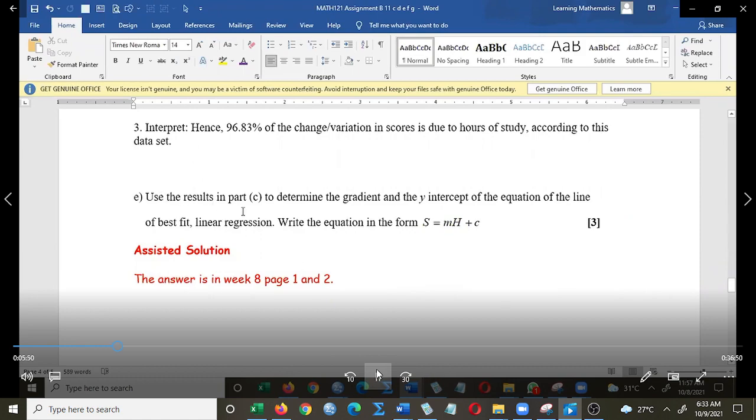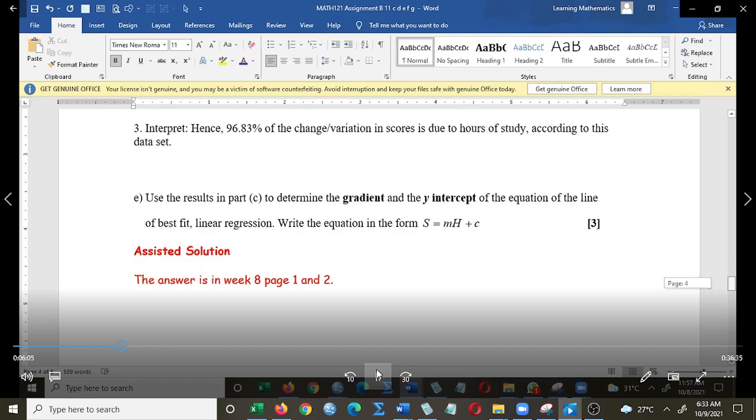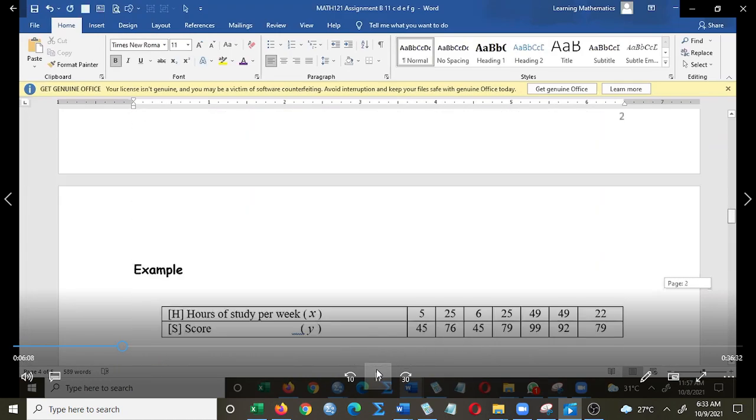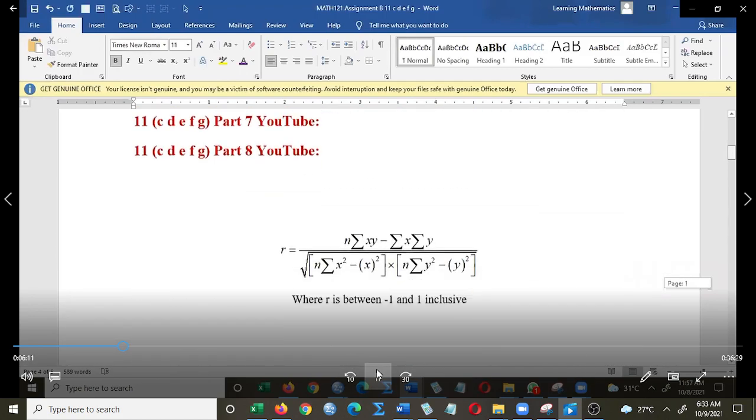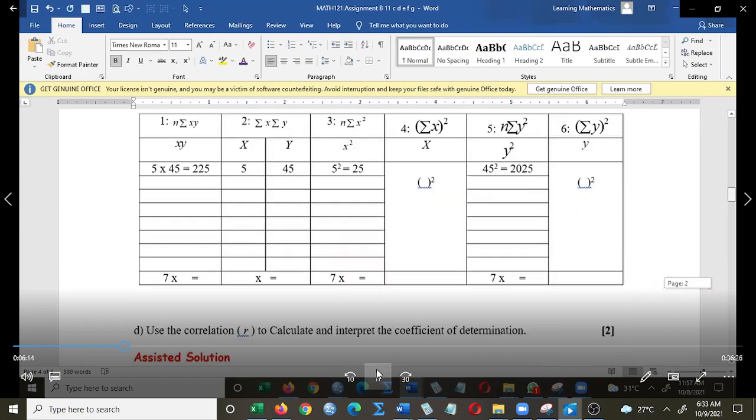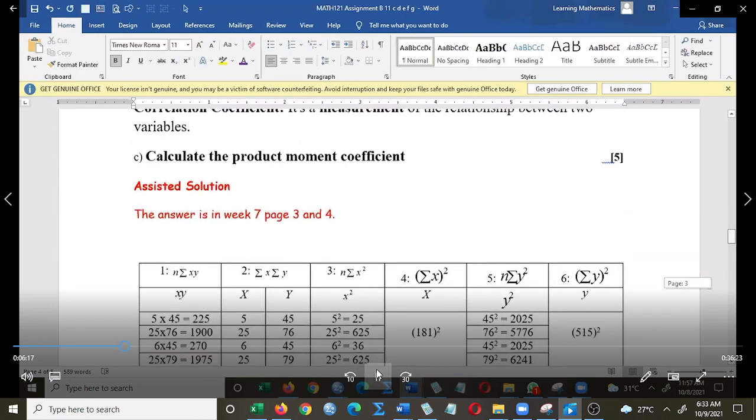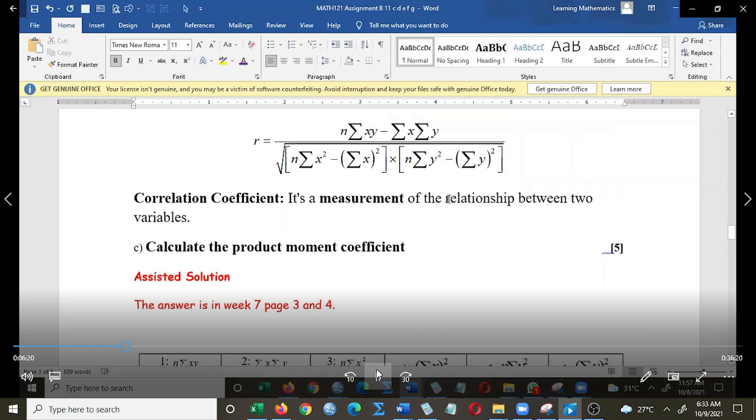Use the results in part C to determine the gradient and the y-intercept of the equation of the line of best fit. This gradient and y-intercept can be inserted here because a more elaborate definition of coefficient correlation is missing a keyword there. We can put it without the word, it's not wrong, but to be more specific, linear relation.